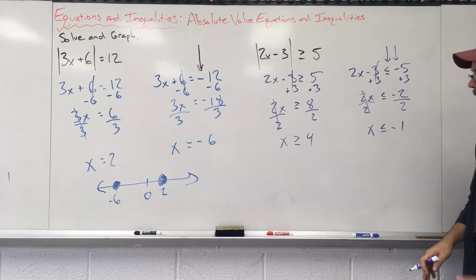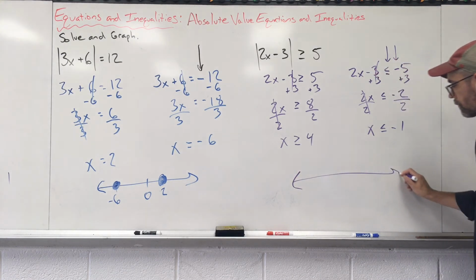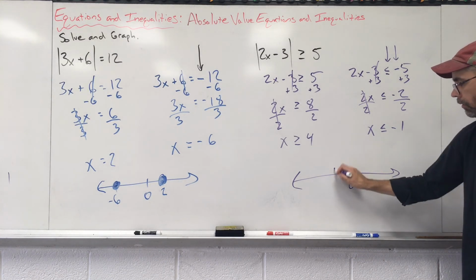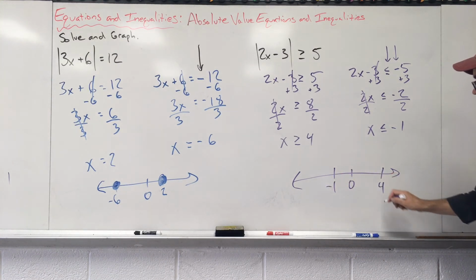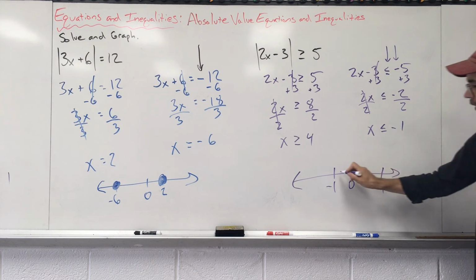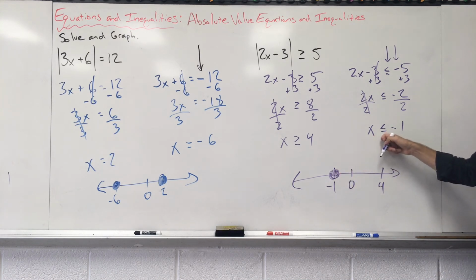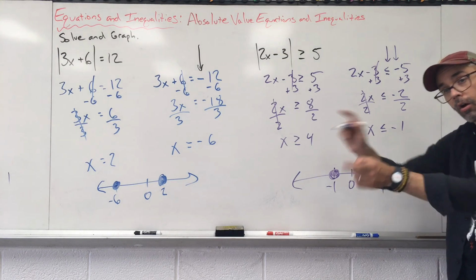Okay. Can we graph this now? 0, negative 1, we've got 4. Let's start with this negative 1. Open or closed circle? Well, there's an equal sign. We know it's going to be closed. X is less than negative 1. X is smaller. Where do your smaller numbers exist? Off to the left.